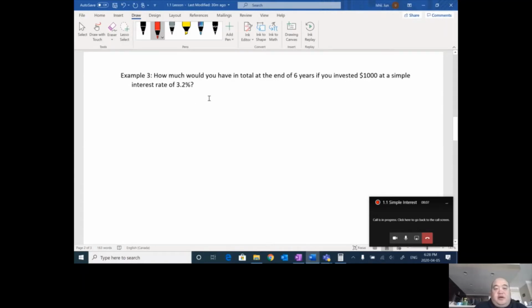All right, so how much would you have in total at the end of 6 years if you invested $1,000 at a simple interest rate of 3.2%? All right, so this question here is asking for the total. Okay, so the total is going to be basically our $1,000 plus the interest. So what we do is we're going to find the interest first and then add on to the $1,000, right? And that'll give us the total.